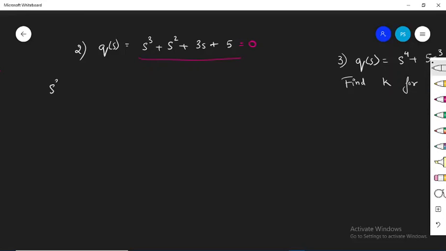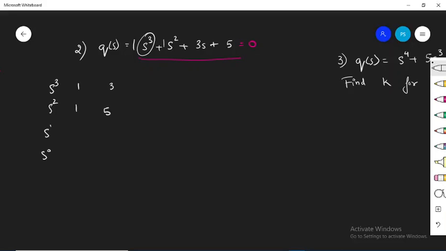Again, first of all, write the first column. From the highest power of s, you have to write down to s to the power 0. So s cube, then s square, then s to the power 1 and s to the power 0. Then write the coefficients. Coefficients are 1, 1, 3 and 5. So 1, then 3 and then 5. That's it. These are the coefficients.